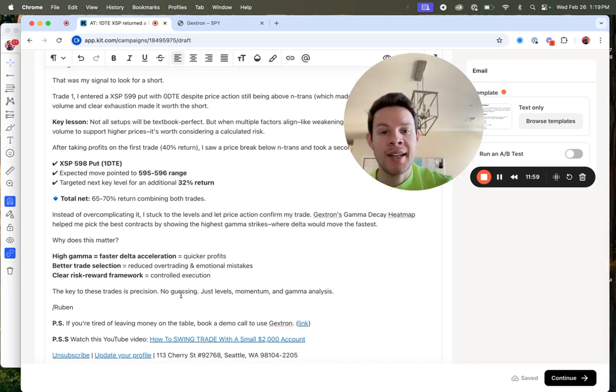And then again, the key to these trades is just precision. It's not to be guessing. I think it's going to be here and I think it's going to be there. It's about levels, momentum, and just do your analysis on gamma, do your analysis on expected move, do your analysis on different gamma decays, right? All these things create a thesis and then you just execute.